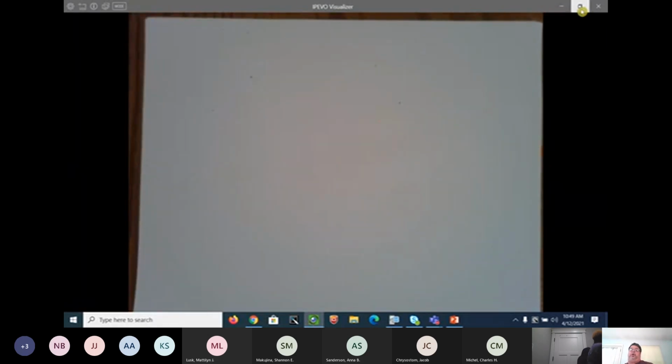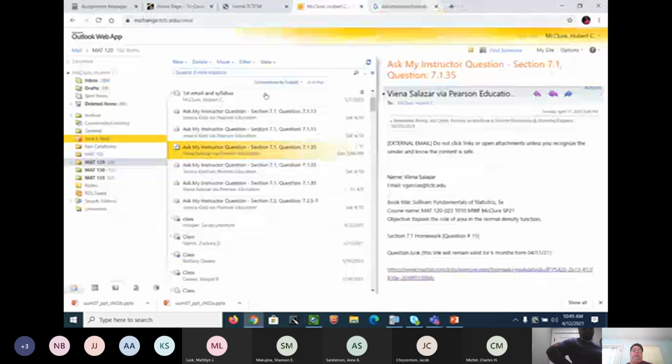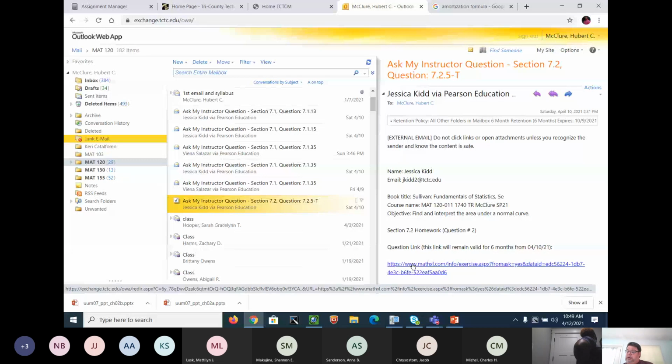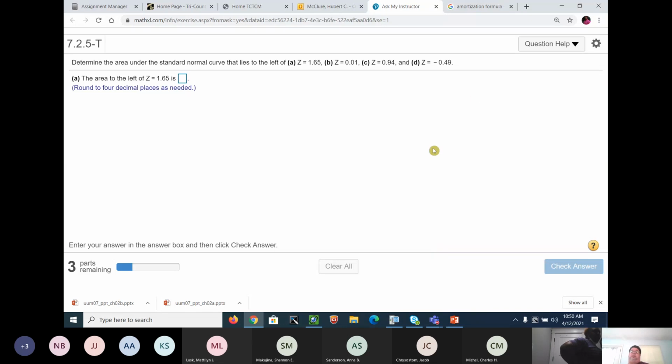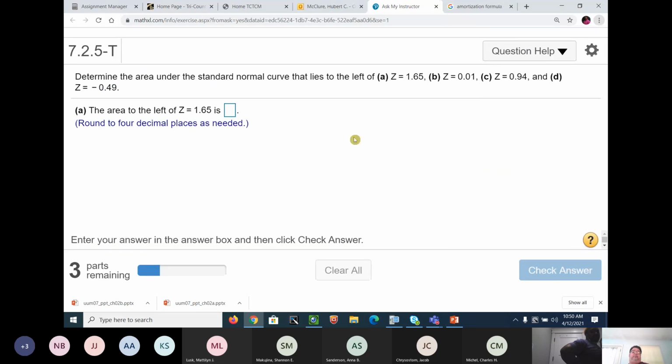Now, this is what we went over the other day, I think. This question right here, there are 4 test questions, 7.2, 5/2. There they are, so I'm going to blow it up. There are 4 good test questions right there. Determine the area under the standard normal curve that lies to the left of those 4 numbers.